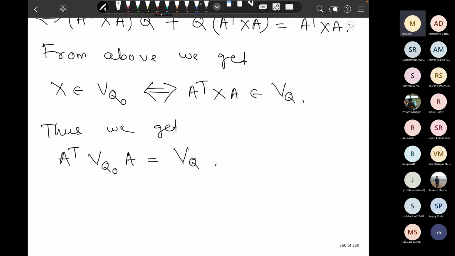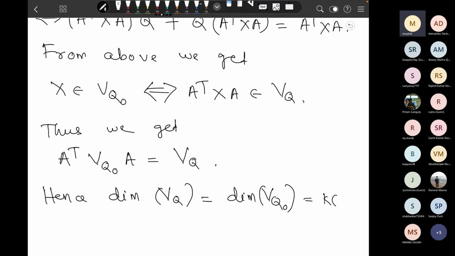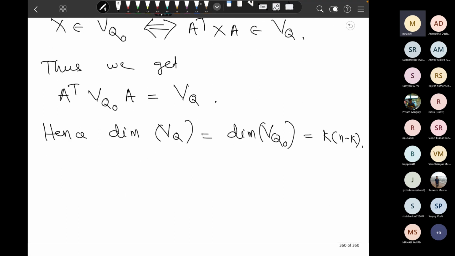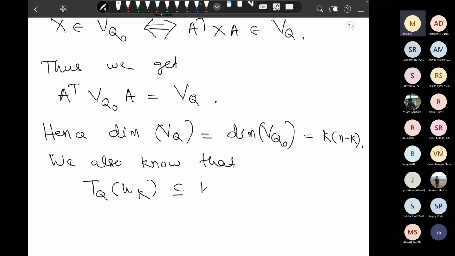So that means dimension of BQ naught and dimension of BQ will be same. So hence dimension of BQ is equal to dimension of BQ naught, which is really k into n minus k. But we also know that T_Q W_k is contained in BQ.